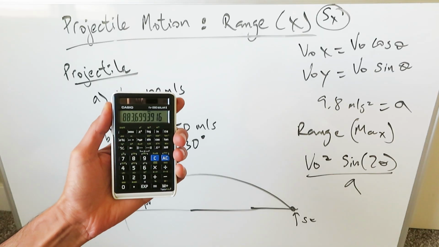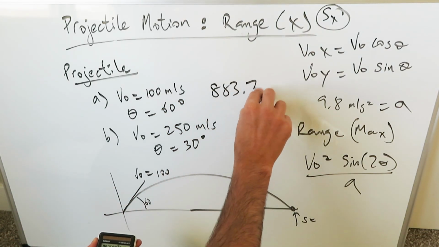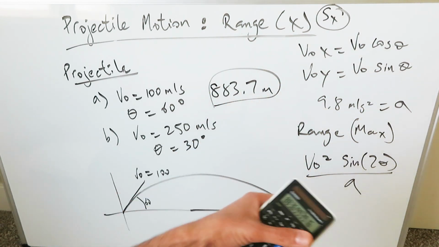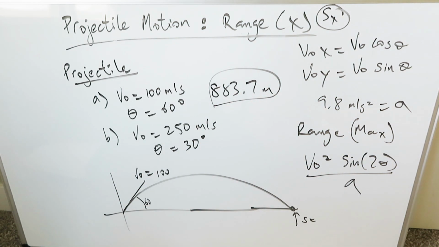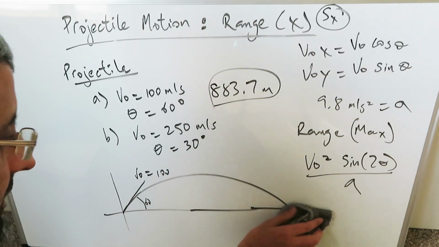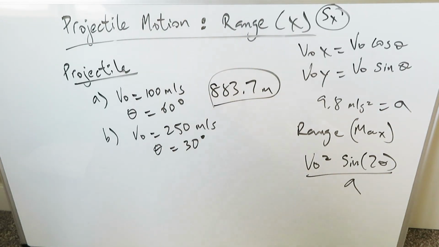I'm getting 883.7, and that will be your answer, 883.7 meters. It will land 883.7 meters away from its original starting point. You can say it's towards the right. There's nothing wrong with saying that: 883.7 meters to the right. Now that answer is correct and that question has been solved. Let's look at the next one.